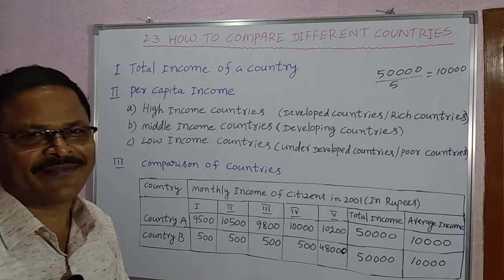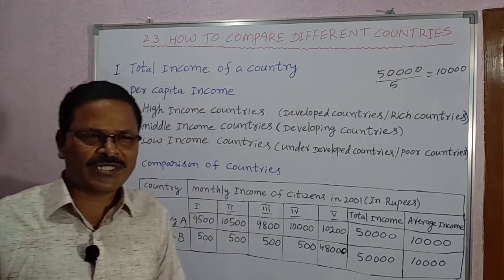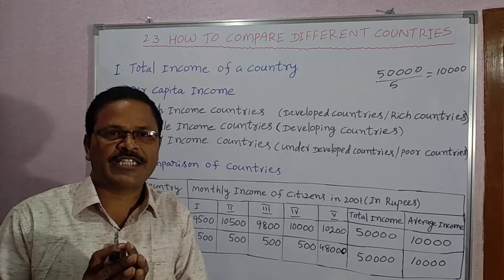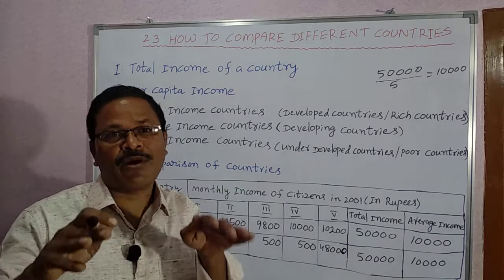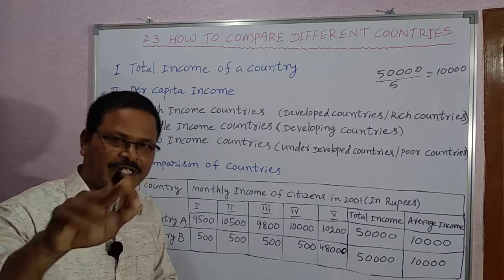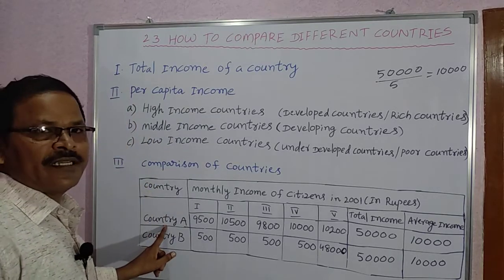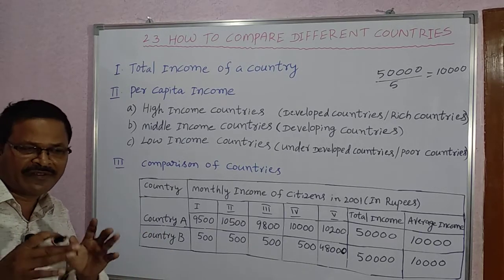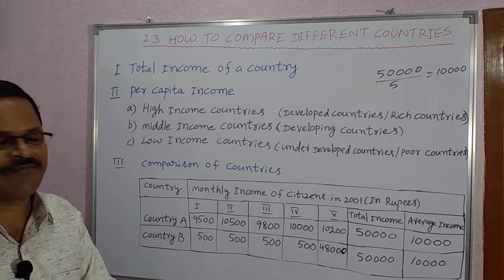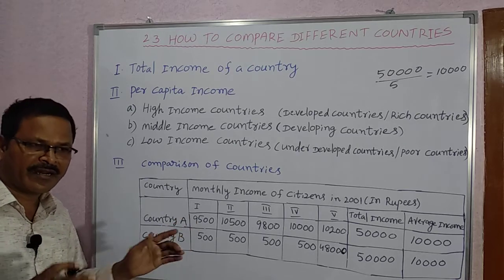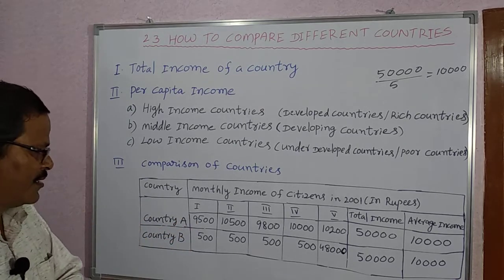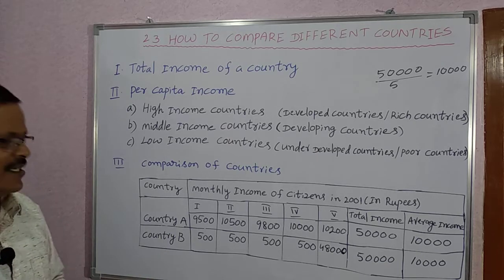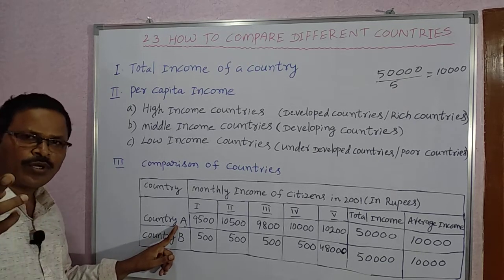Which country do you prefer to live in? Most of us want to live in country A because there are no economic disparities. There is equality among the people. So that is a preferable situation. In country A, the people are neither very rich nor very poor. Simply we can say this is a country with no poor or no rich.